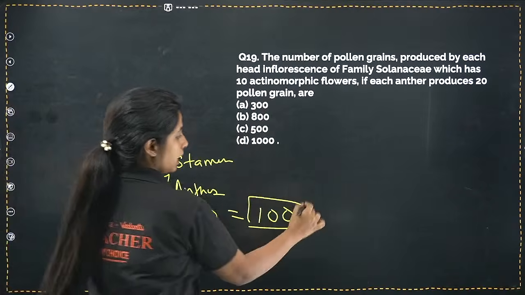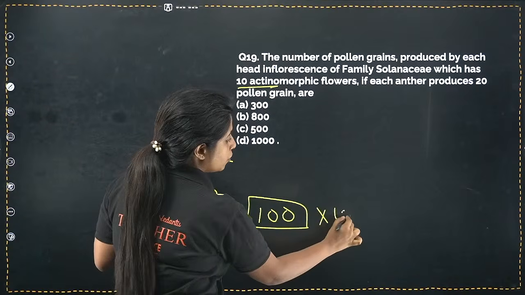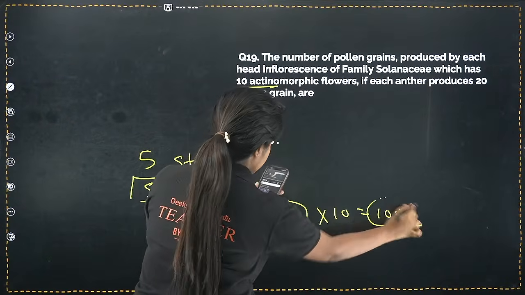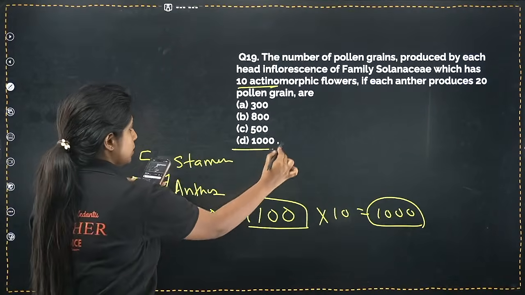Now how many flowers are there? 10 flowers are there. So 100 into 10 is equal to what? 1000. Either way, whatever you do, your answer is going to be D.